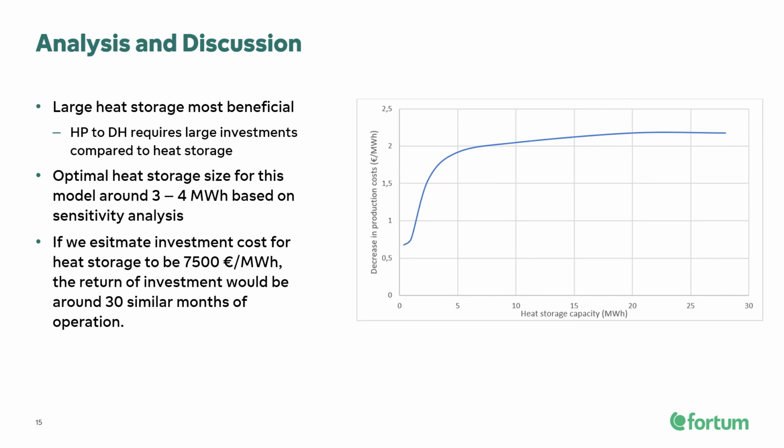So, analyzing a bit on the heat storage capacity, we see from a sensitivity analysis that the decreased production costs increase by a large amount, from around 1 to 4 megawatt hours of storage capacity. So based on this figure, we can deduce that the optimal heat storage for this model is around 3.4 megawatt hours.